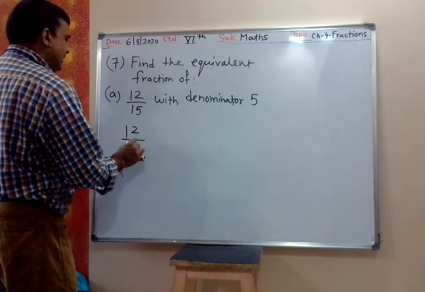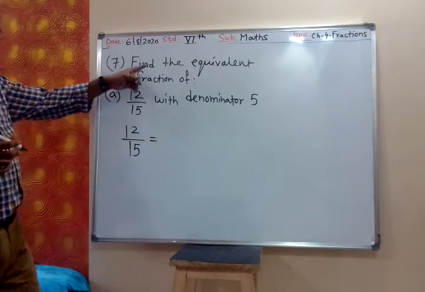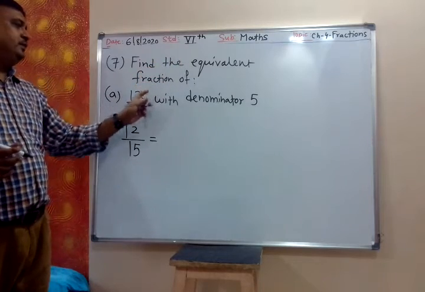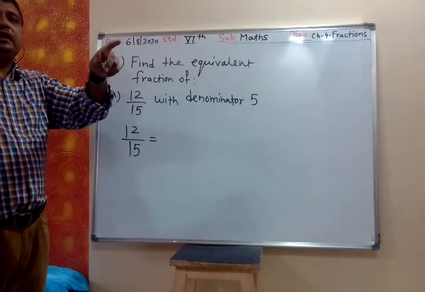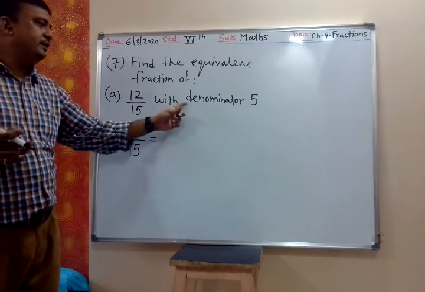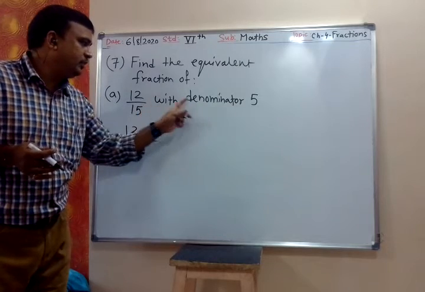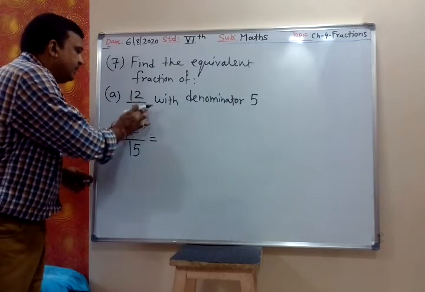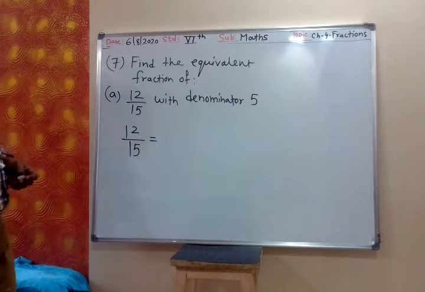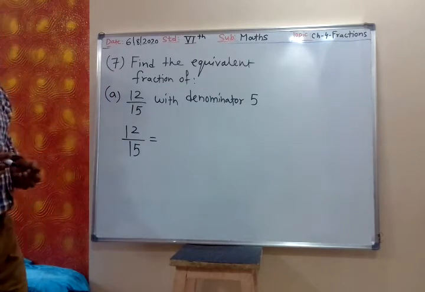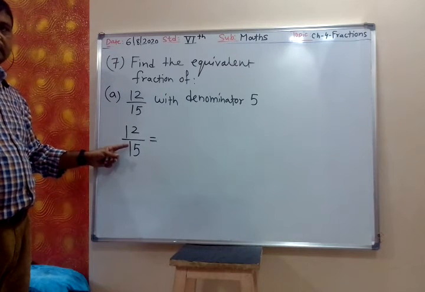So we have to write down the equivalent fraction of 12 upon 15, but the condition is whichever equivalent fraction you are writing, that equivalent fraction should have denominator 5. Instead of 15 we want 5. So what will you do? Tell me. How will you make this 15 as 5?